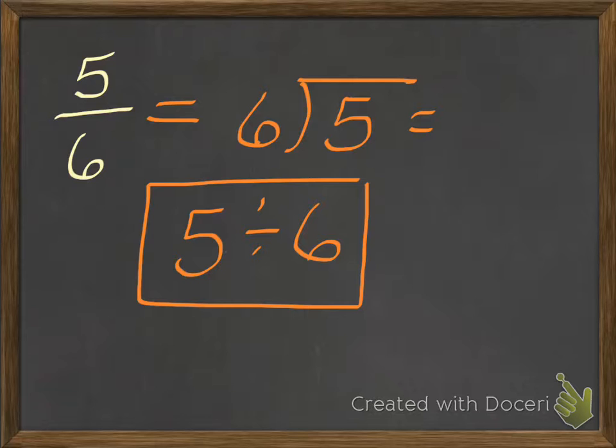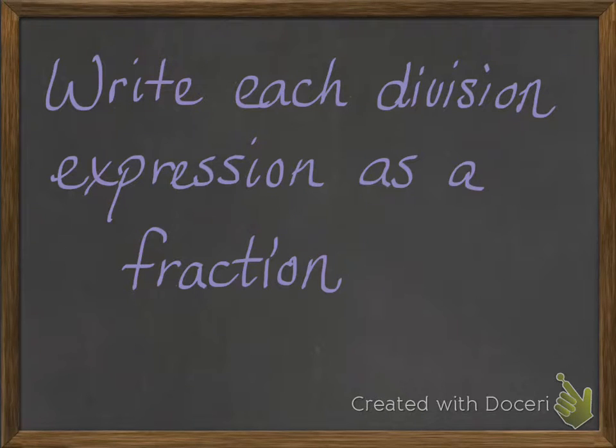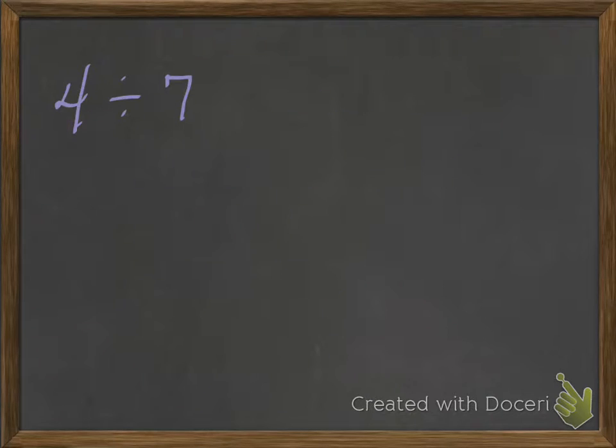Okay, let's try another one. This time let's do the opposite. We're going to write each division expression as a fraction. So this time you have the division. 4 divided by 7. Okay, that equals 4 divided by 7.